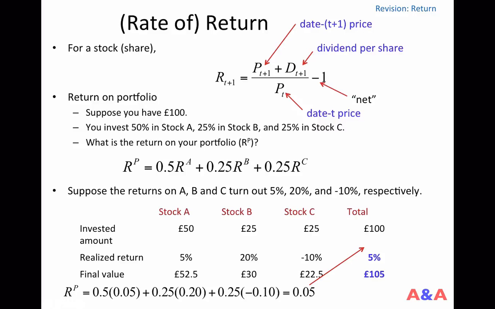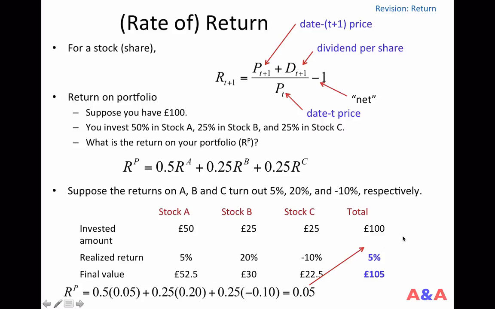To understand why this equation holds, let's look at a simple numerical example. Suppose the returns on stocks A, B, and C turn out 5%, 20%, and minus 10% respectively. So the price of stock C actually drops. To make our story simple, let's assume that there is no dividend payment during this period. Or equivalently, let's assume that whenever you receive dividends from a stock, you automatically reinvest that money in buying the same stock.